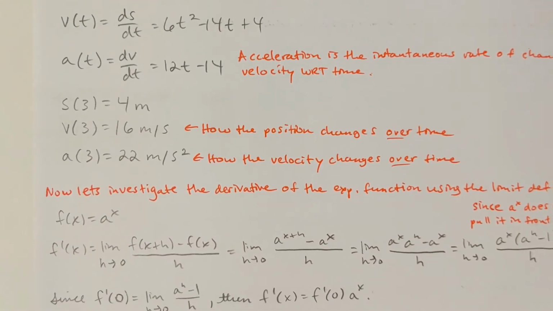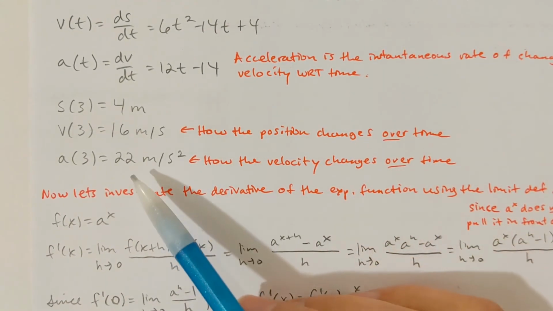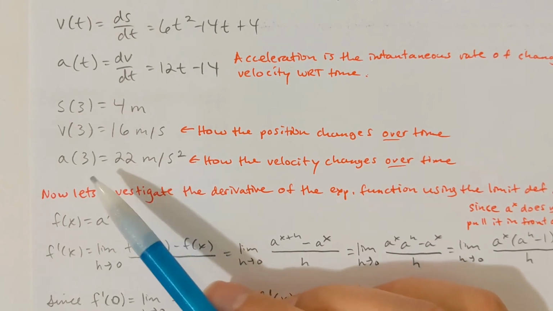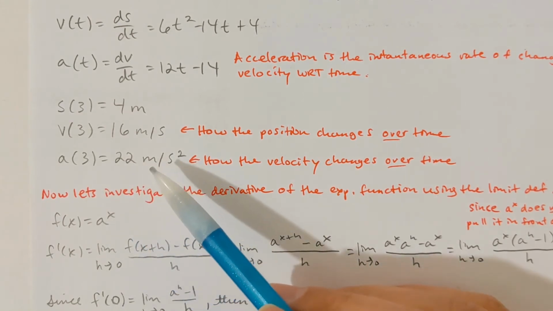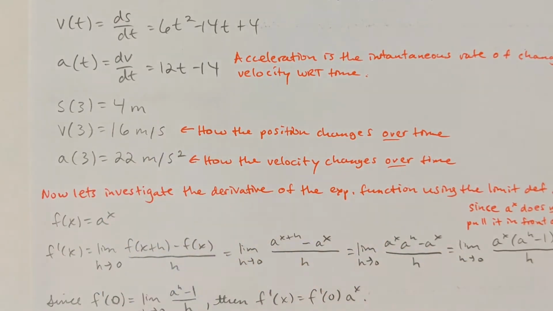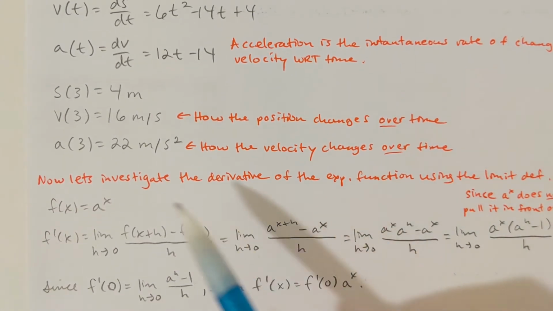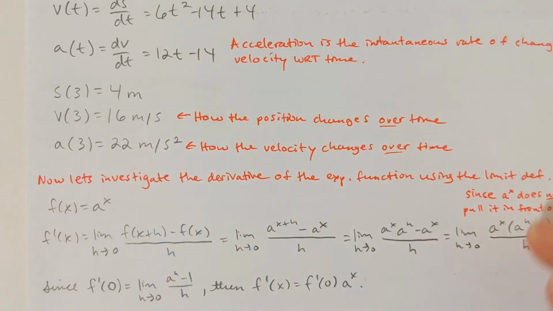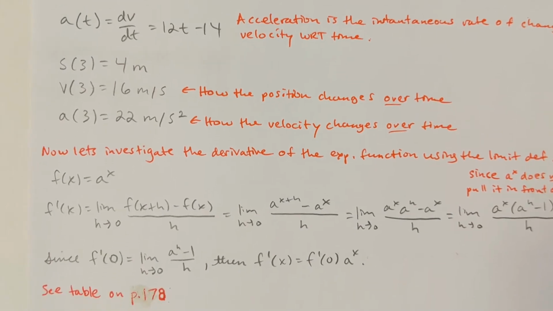So now just an observation. The fact that the acceleration at 3 seconds is 22 meters per square second, that means that the velocity is increasing at that moment in time. Okay. If that were a negative, then the velocity would be decreasing at that moment in time.